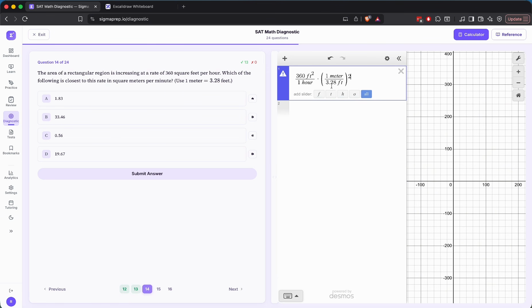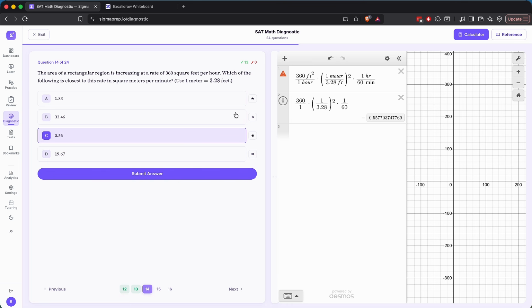We're going to have to square this, right? So that feet squared will cancel out feet squared. And then finally, it's hours. We want it in minutes, so it's going to be 1 hour on top, 60 minutes on the bottom. Let me just write this all then, without 3.28, without the units. Square, and then times 1 over 60. So here's our correct answer, 0.56, right?